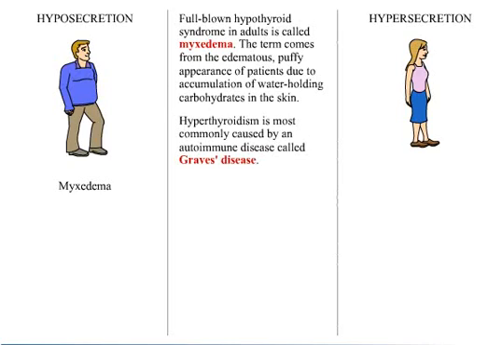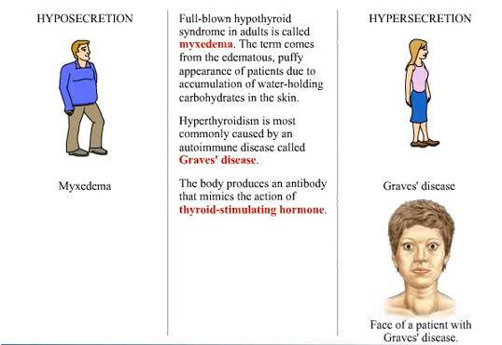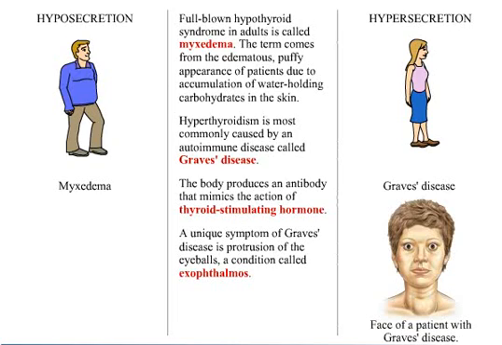Hyperthyroidism is most commonly caused by an autoimmune disease called Graves' disease. The body produces an antibody that mimics the action of thyroid-stimulating hormone. The thyroid gland responds by enlarging and secreting increasing amounts of thyroid hormones. A unique symptom of Graves' disease is protrusion of the eyeballs, a condition called exophthalmos, which results from deposits of water-holding carbohydrates behind the eyes. Click the Graves' disease patient to continue.